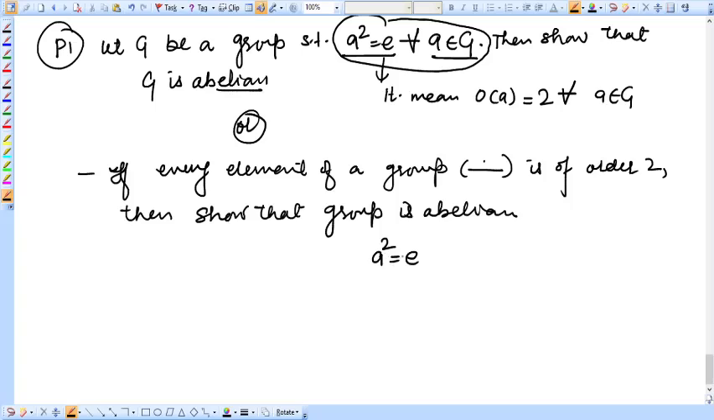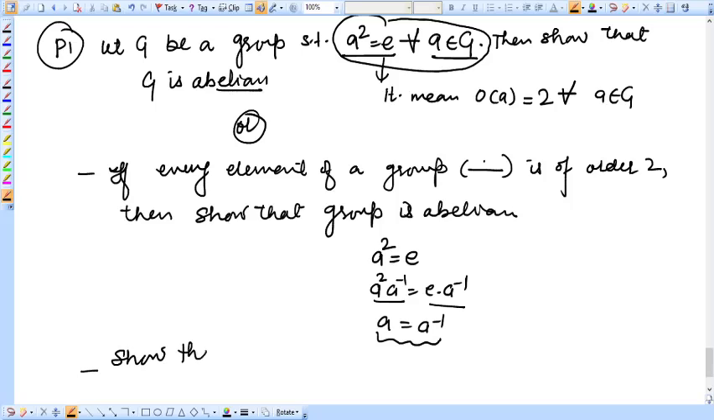It means A square is equal to E for all the elements of G. It means if I multiply it both the side by inverse of A, we get A square A inverse is equal to E times A inverse. So the left side is equal to A, right? And right hand side it would be equal to A inverse. So it means A is equal to A inverse. So from this comes the alternate form of this question. Okay, alternatively this can be also asked in this way.